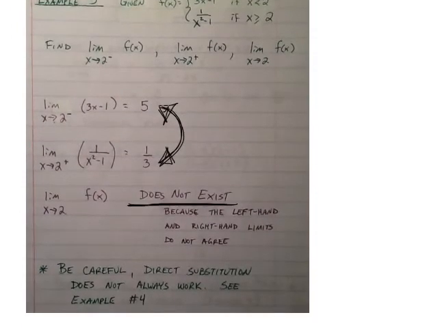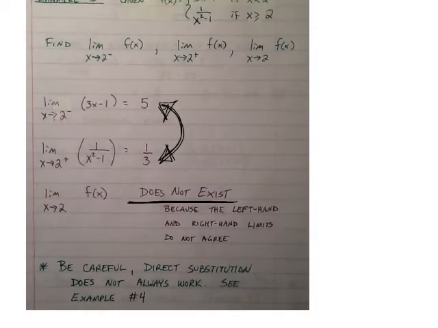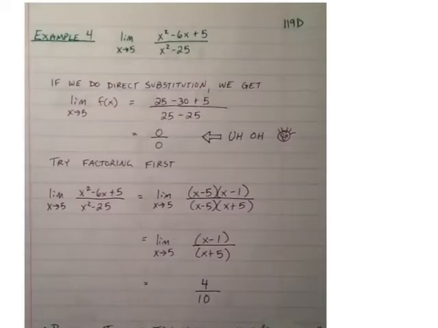And as I've been saying all along, be careful, direct substitution does not always work, and the remaining examples are examples where direct substitution does not work. So let's take a look at example 4. In this case, if we did direct substitution, we'd plug in 5 squared minus 6 times 5 plus 5, all over 5 squared minus 25, and it simplifies to 0 over 0. Uh-oh, that's not allowed. The universe implodes when we divide by 0.